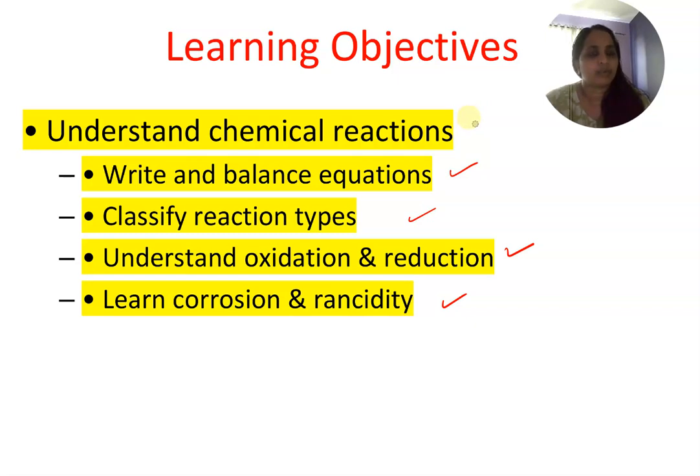Here I'm going to do a very small portion just as a starting. In this chapter, we will do a quick review. What are the learning objectives? Means after this chapter, what are the things you must know? First one, definitely to understand chemical reactions. Then write and balance chemical equations. Then classify reaction types. Different chemical reactions are there, and you must study their examples and their applications also.